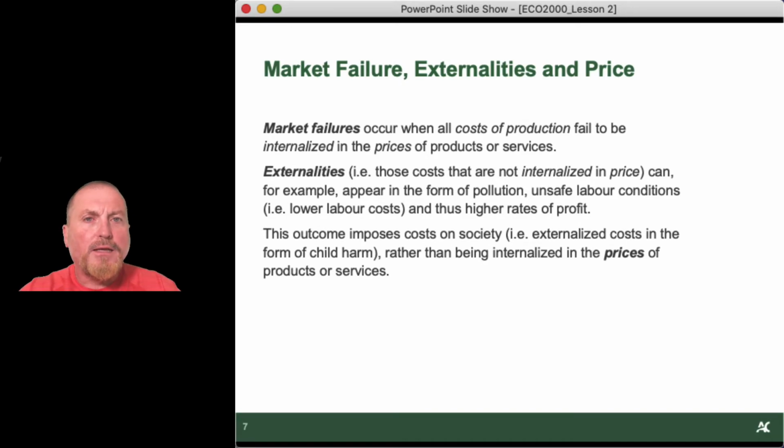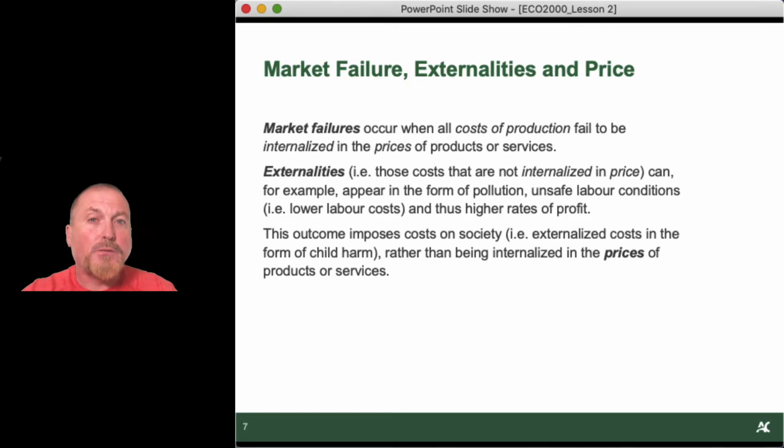A couple of other really key concepts that are important in this area are market failures and externalities. Market failures occur when all costs of production fail to be internalized in the prices of products and services. Therefore, when you produce a product, you don't take the environment fully into account, and then the environment is not compensated, or other users of the environment are not compensated for that at a cost, and that has to be brought into the cost of the product.